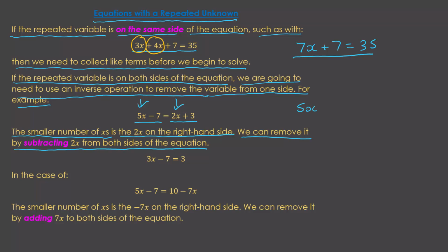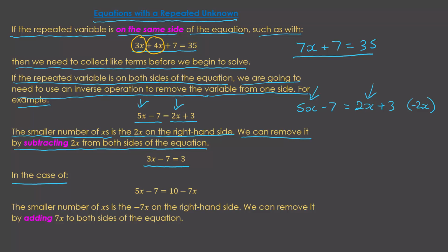We've got 5x minus 7 equals 2x plus 3. And I'm saying subtract 2x. If you subtract 2x from 5x, you get 3x. If we subtract 2x from 2x, we get no x's. And therefore the equation becomes 3x minus 7 equals 3.